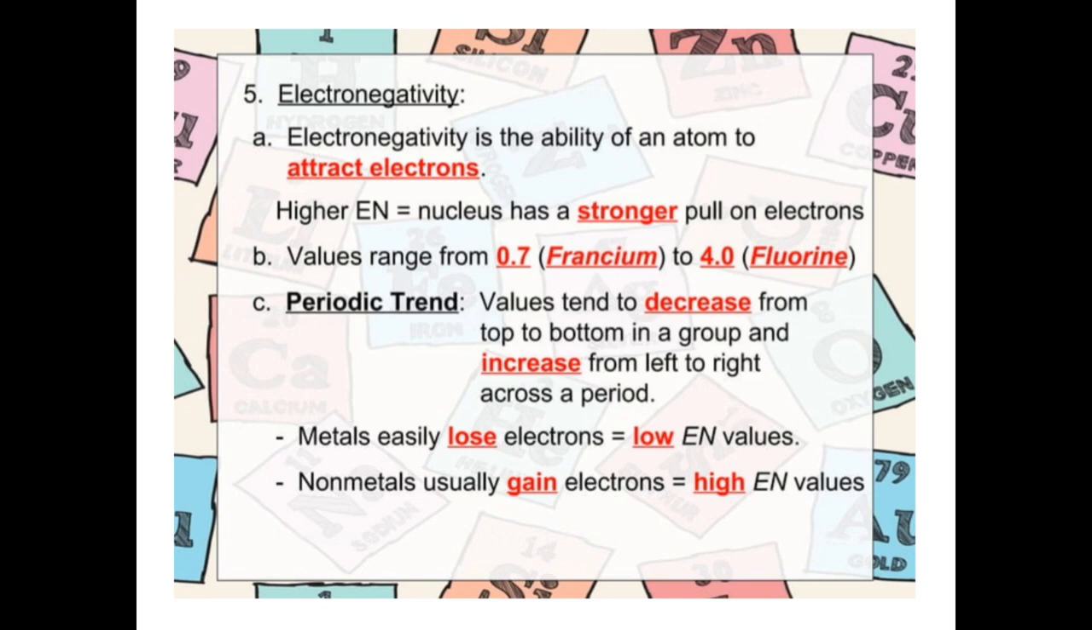And when you move across a period, the electronegativity will increase, while down the group it will decrease. Now let's take for instance, metals lose electrons easily, therefore they are going to have low electronegative value. But non-metals gain electrons easily, therefore they are going to have what? High electronegative value. So down the group, electronegativity will decrease, while across the period, electronegativity will increase.